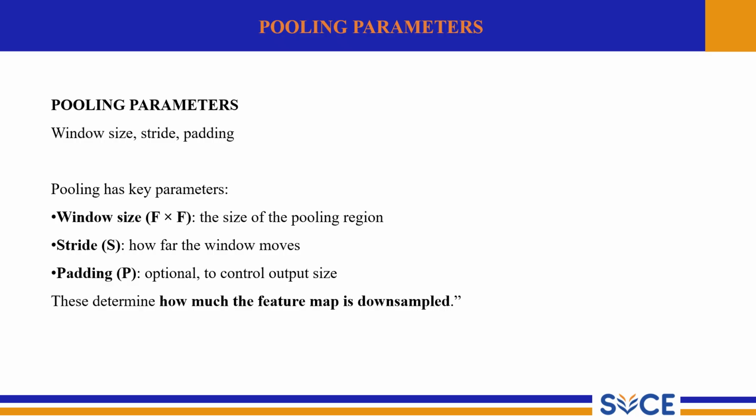The second one is stride. Stride is how far the pooling window moves after each operation. A stride of one moves the window 1 pixel at a time.